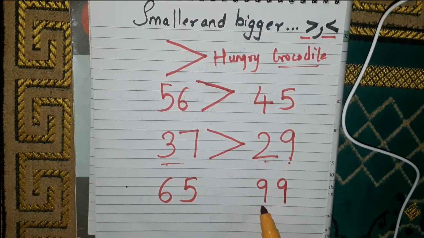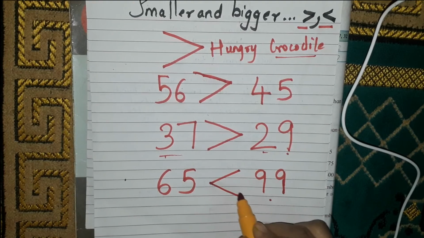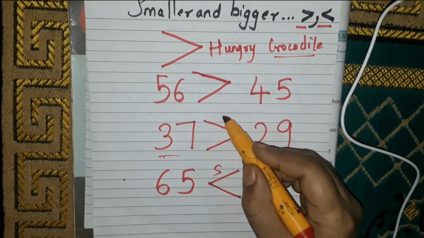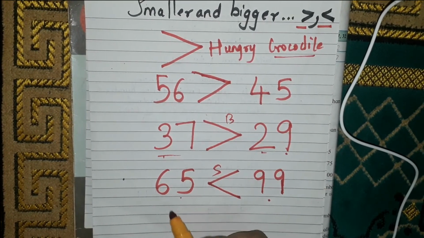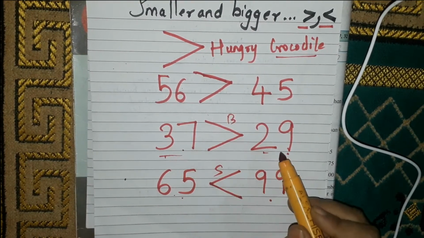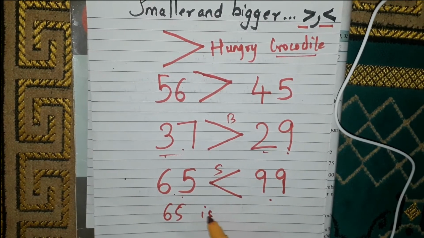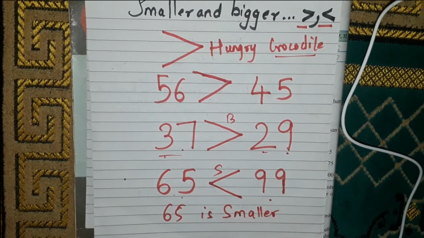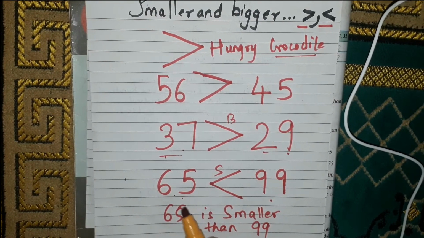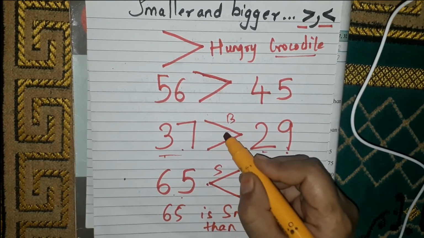99, so which is the greater number, 99. So our hungry and greedy crocodile will open the mouth to 99. This is the sign for smaller and this is the sign for bigger. We will say 65, the first number. We are talking about the first number. Here the first number, that is 35, was bigger than 29, but here we will say 65 is smaller. Smaller than what? 55 is smaller than 99. So where did our hungry crocodile open its mouth? To 99. So this stands for smaller and this stands for bigger.